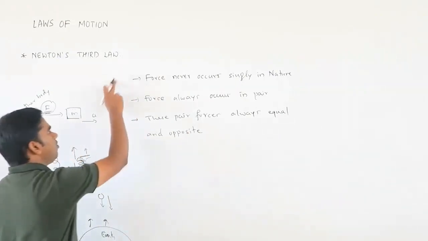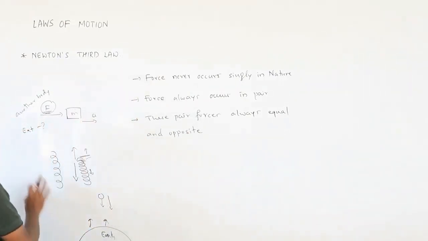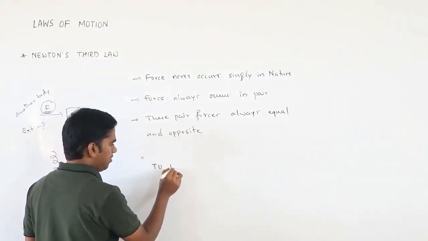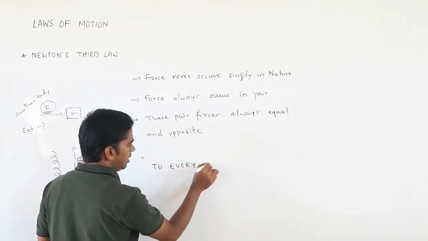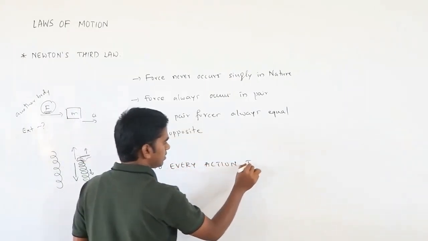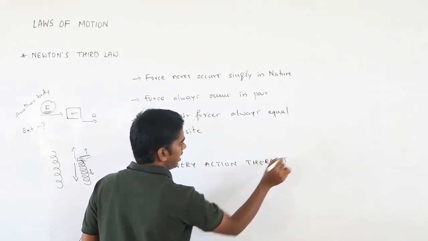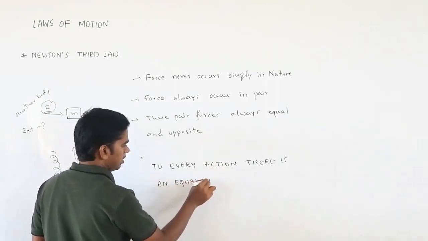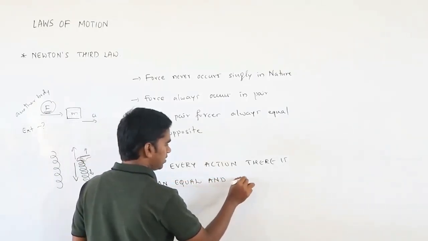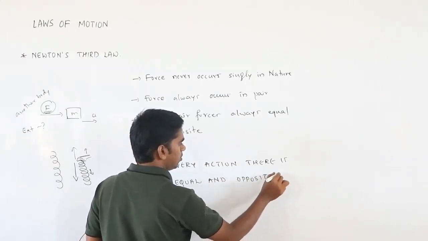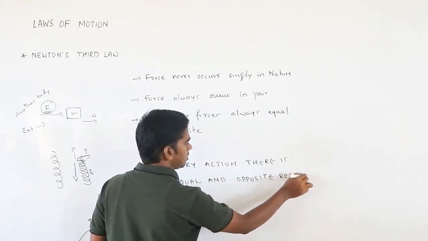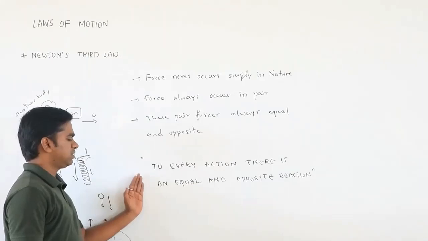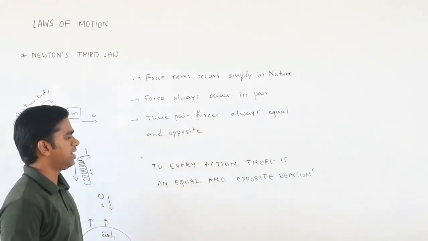With the help of these three conclusions which he got from these three examples, he gave one statement. What statement did he give? To every action, there is an equal and opposite reaction. This is what he suggested, Newton's third law. This is the statement which he wrote in his book on Newtonian mechanics.